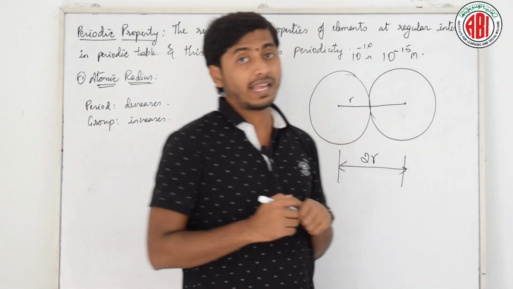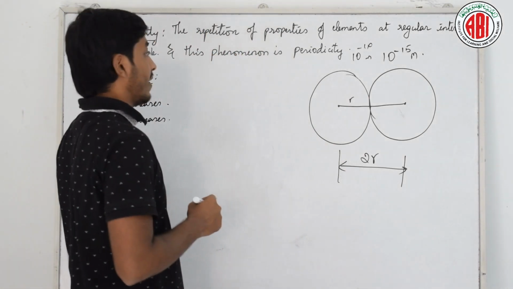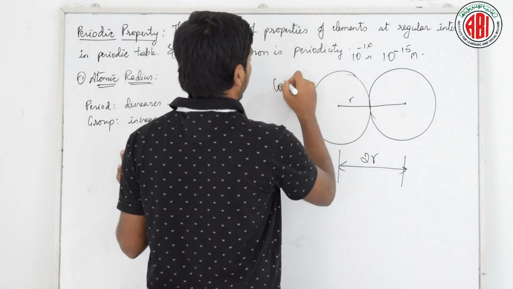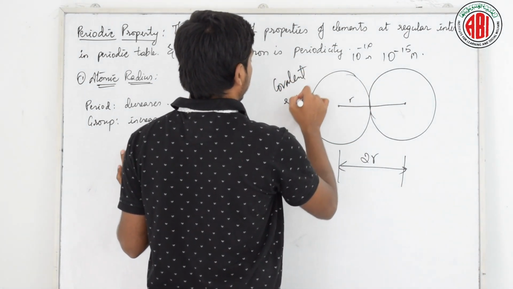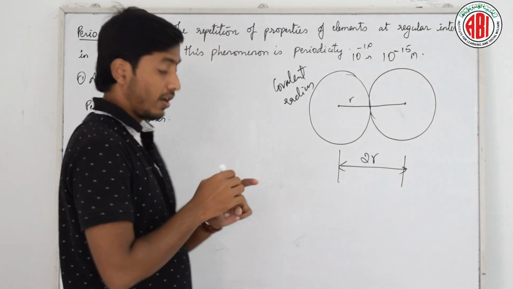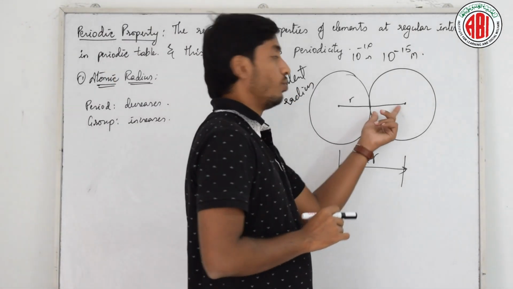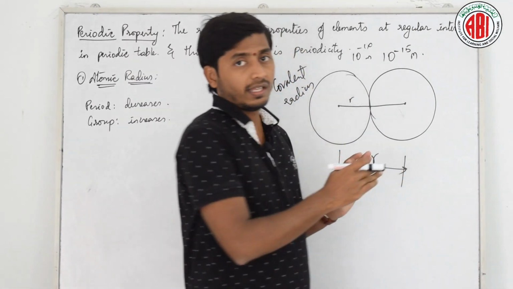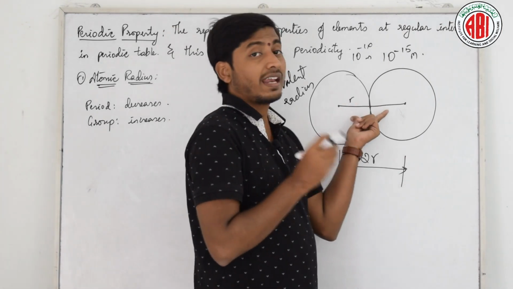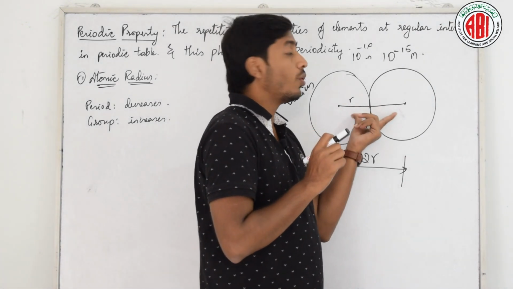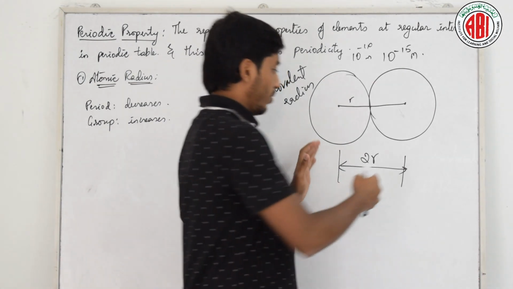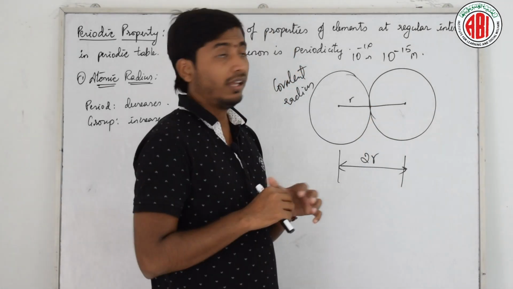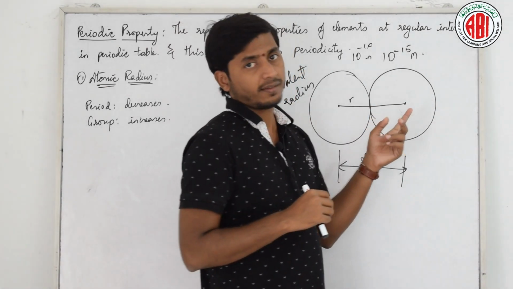This is how we can calculate an atomic radius, and this distance is called the covalent radius. Why is it called the covalent radius? Because we can simply say it is the distance between two centers of two elements when they are bonded in a covalent bond. These both atoms are bonded by covalent bonding, okay? That's why it is called the covalent radius, right?